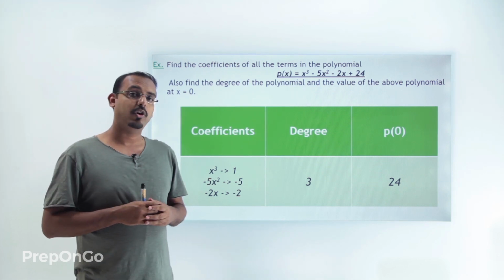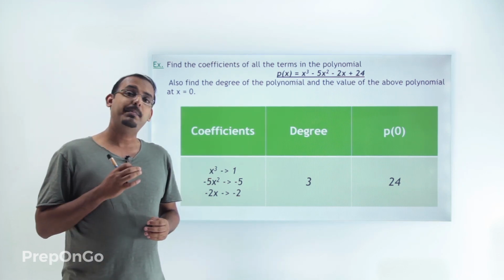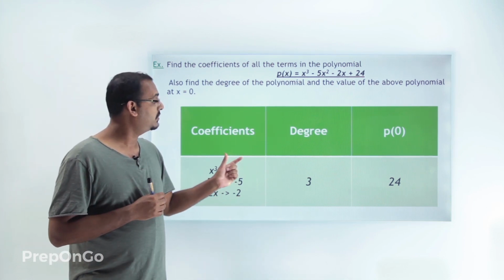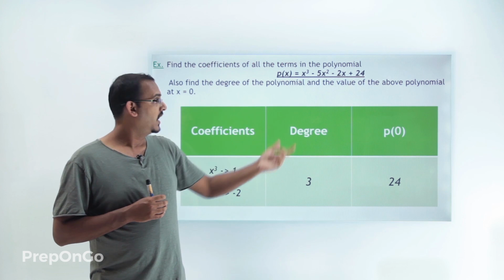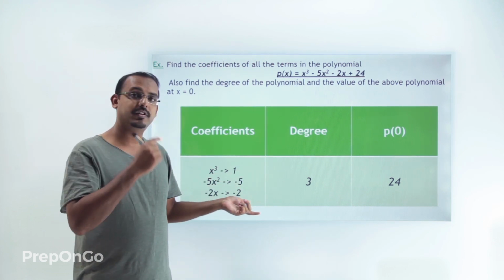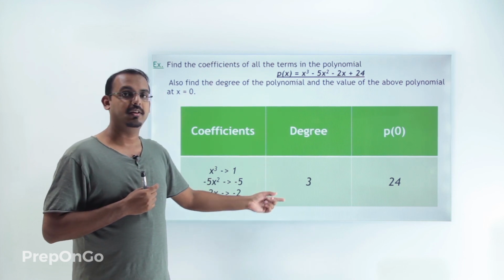Next we went on to calculate the degree of this polynomial. The degree of this polynomial was given by the power of the highest degree term in the polynomial. So the highest degree term in the polynomial is x cube. So the degree of the polynomial becomes the power of the variable in x cube, which is 3.